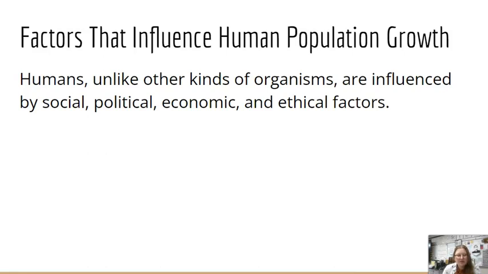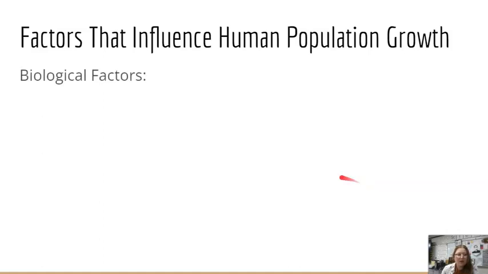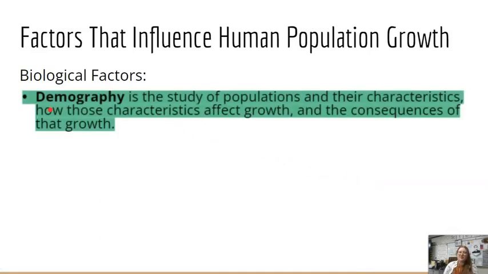Humans, unlike other organisms, are influenced by social, political, economic, and ethical factors. We can make conscious decisions based on the likely course of events and adjust our lives accordingly, planning for the future in a way that other organisms are not able to. So we're going to go over different types of factors. We're going to start with the biological factors.